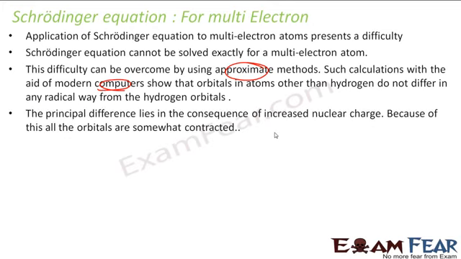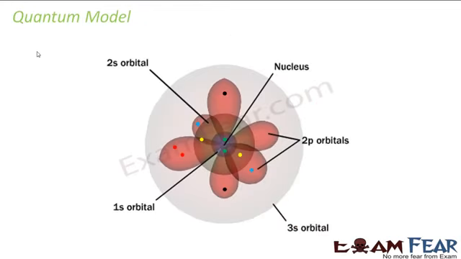And the main difference is the increase in nuclear charge, because of which the orbital gets contracted, and a lot of things happen, and this is a little complex equation, the Schrödinger equation. Let's start with the quantum model.